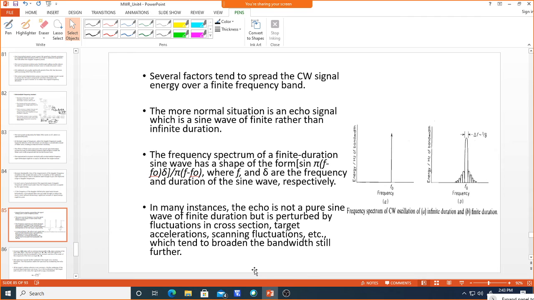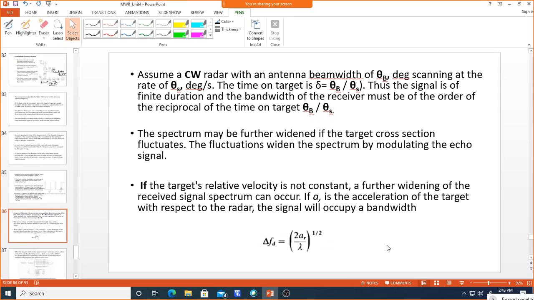Because of that, the echo signal may not be a pure sine wave with finite duration, which tends to broaden the bandwidth still further, because we have to scan over many durations and take into consideration all the other factors at many instances of time. So in order to properly detect the echo signal, we need to widen or broaden the bandwidth at the receiver side.